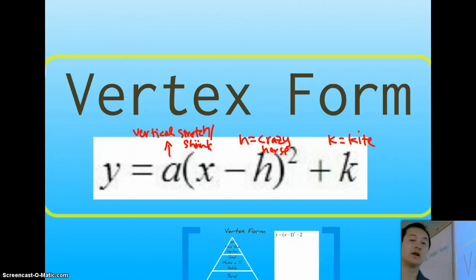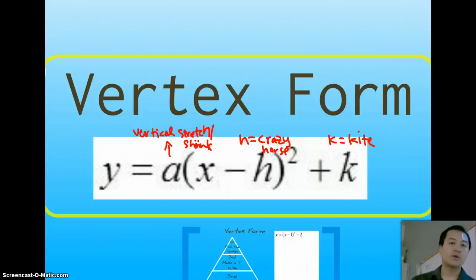There's an R in there. Alright, vertical stretch or shrink. Basically what it does is make the parabola skinnier or wider, fatter. It stretches it vertically. So if A is larger, it stretches larger vertically, making the parabola skinnier. If A is small, like 1/2, 1/4, it shrinks it vertically and makes the parabola fatter.